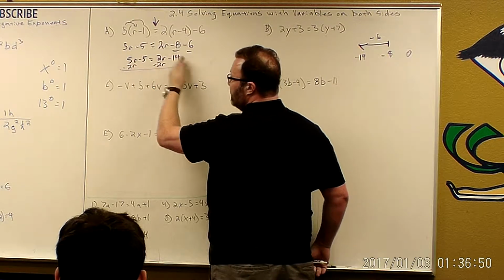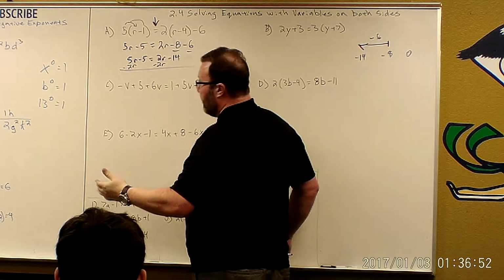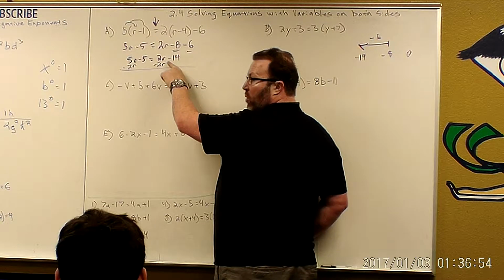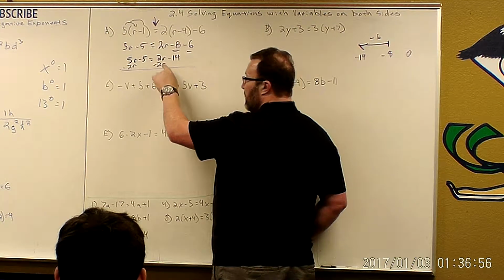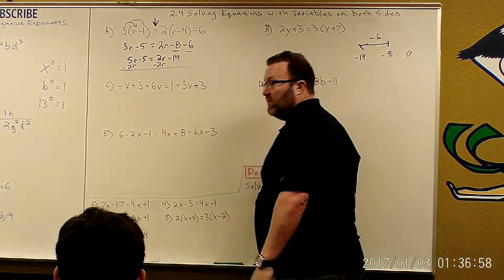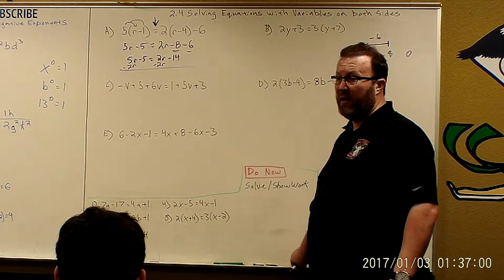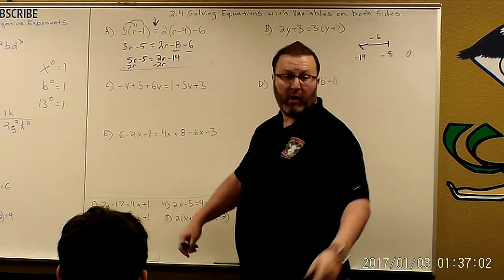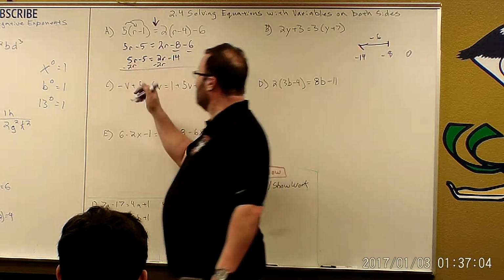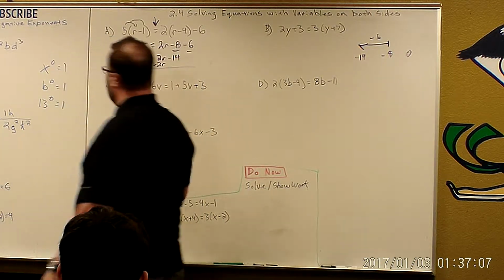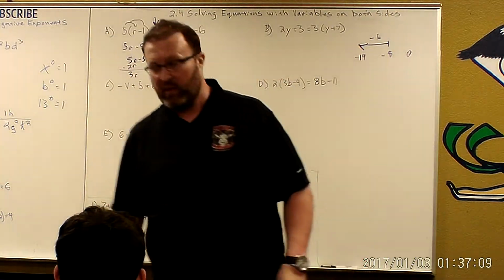Now from here, I have variables on both sides. I have to start doing the inverse operation. What is the opposite of 2r? -2r. So I'm subtracting 2r from both sides. Okay? Everyone following? 5r minus 2r is 3r. Okay? We bring down the rest of the problem.